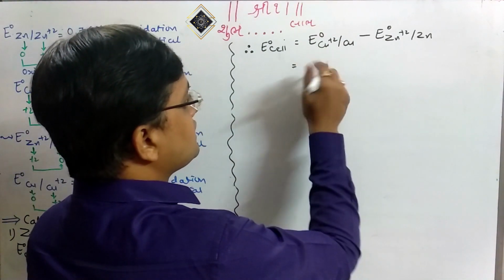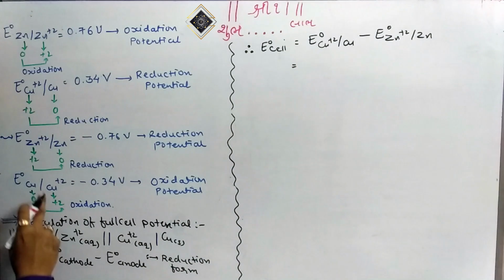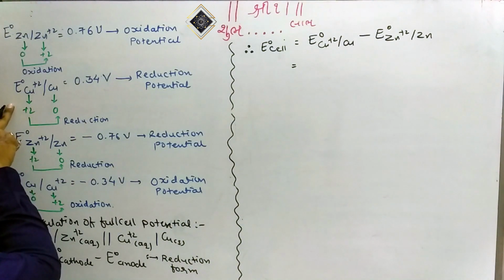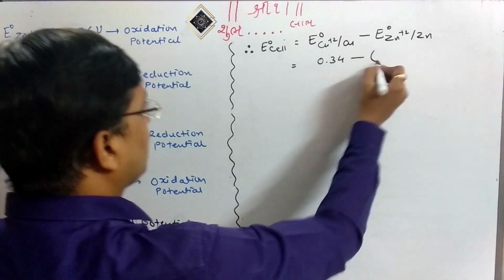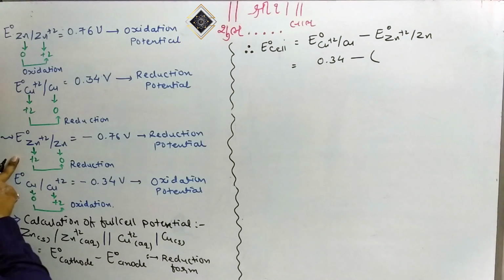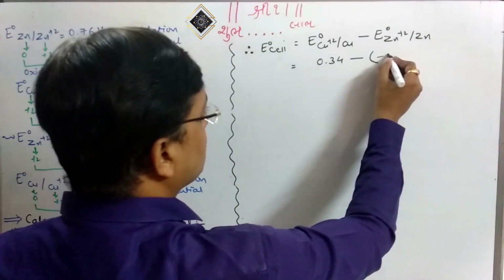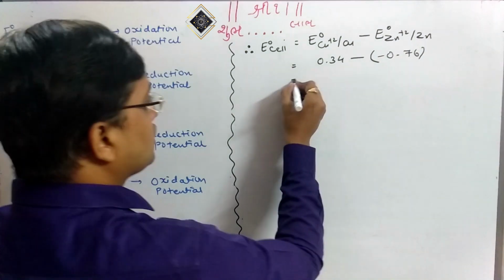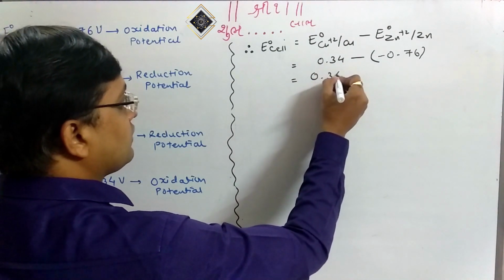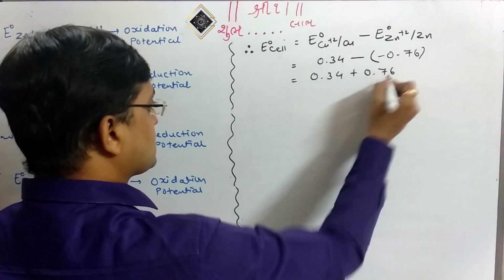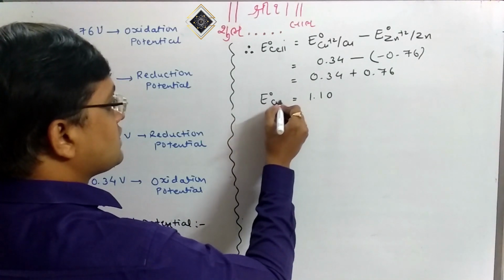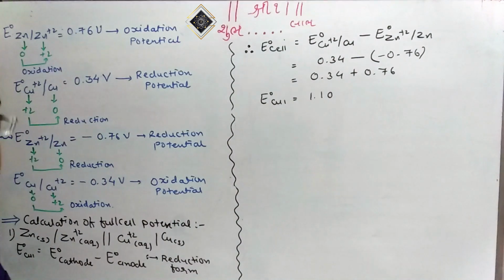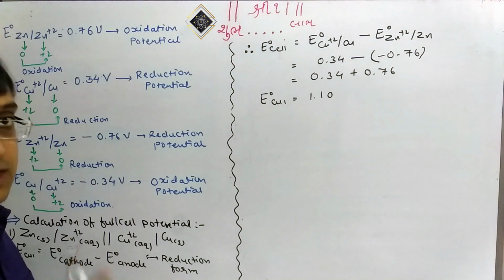E0 Cu plus 2 slash Cu, in the reduction form, we have here 0.34 volt. So write down 0.34 minus the reduction form of zinc, that we have as minus 0.76 volt. So minus minus 0.76, that is 0.34 plus 0.76 volt, and the potential that we have is 1.10 volt, E0 cell. This is in the form of reduction. Now let's consider the cell potential in the form of oxidation.